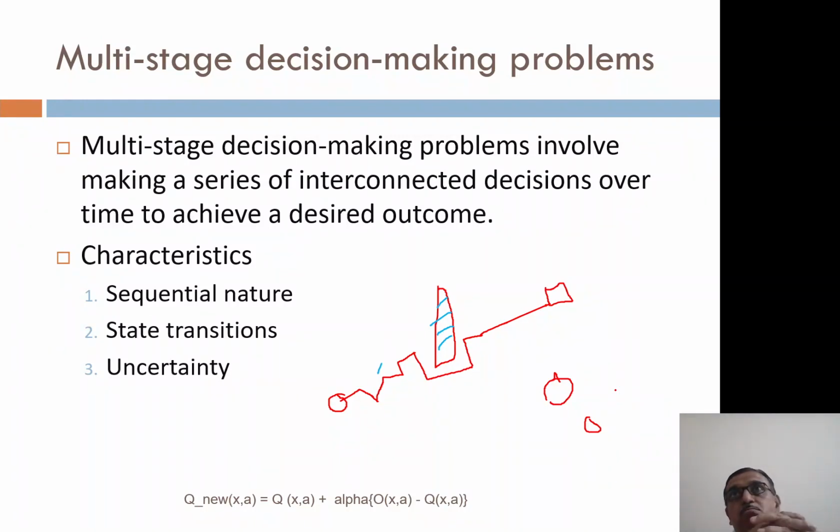So RL can learn by interacting with an actual environment or a simulated environment. You don't require a precise mathematical model. And another characteristic of multi-stage decision making problems is the uncertainty. Another common example which I always give for a multi-stage decision making problem is, suppose you are traveling from, say, Kollam in Kerala to Bombay.